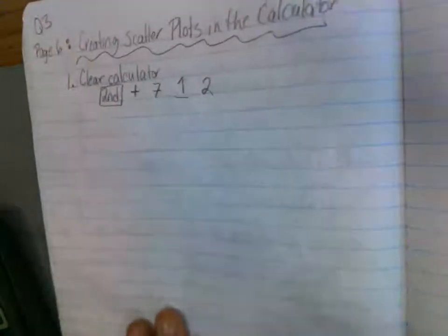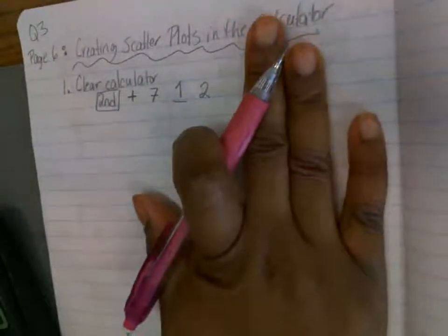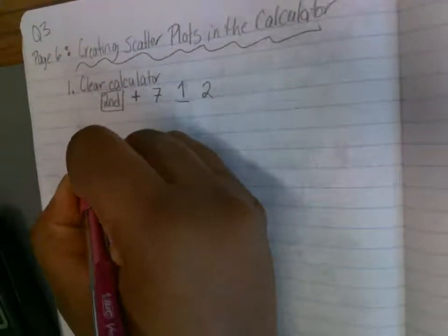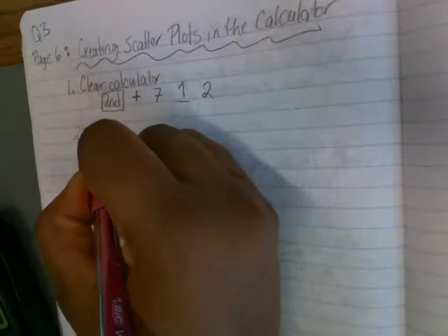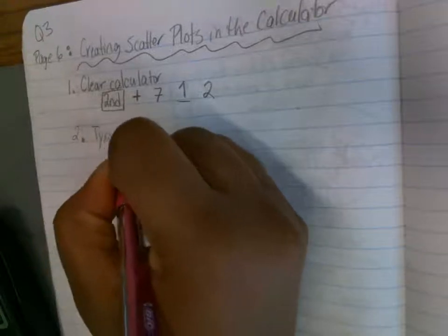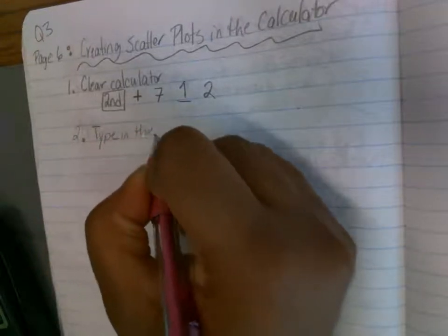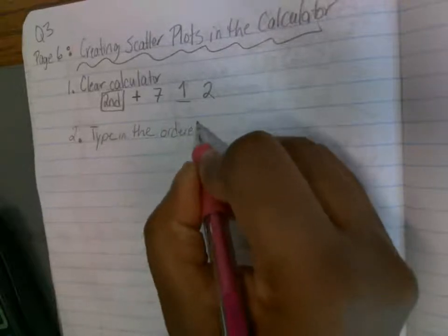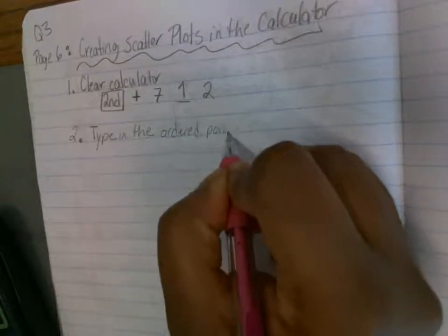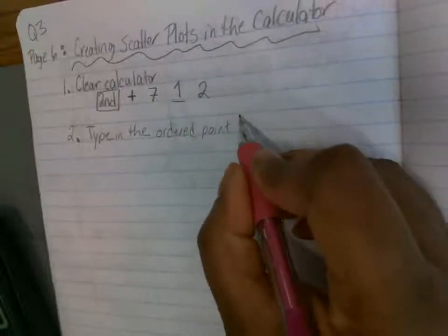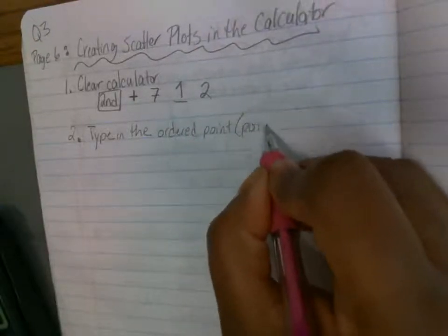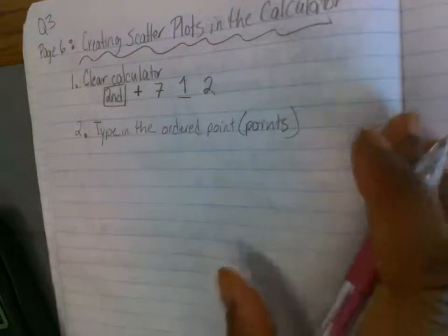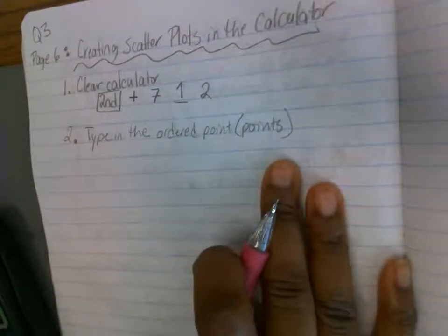Let's write this down, and then we're going to perform these steps, okay? We got number 2, and we're going to type in the ordered pairs from our scatter plot, which sometimes we'll say points, ordered pairs, points. But we're going to type those in, okay? How do we type them in?